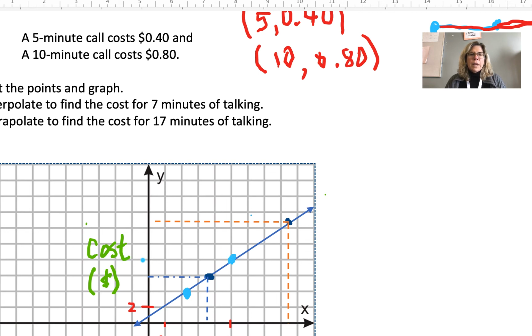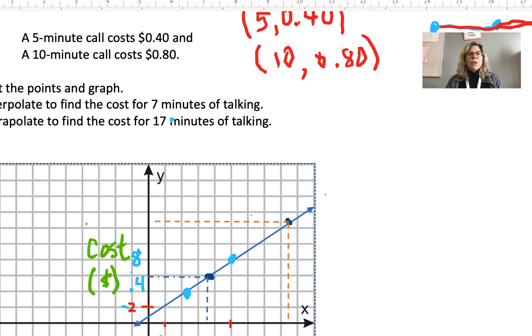Because over here is 80 cents. That's 20 cents, and then this here is 40 cents. So we know that these 2 points are on the line, or on the graph. So what I did was I made a line through these 2 points to represent this relationship.